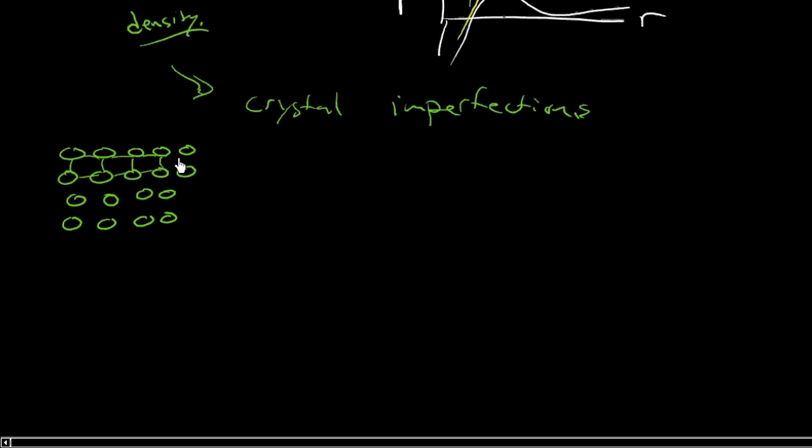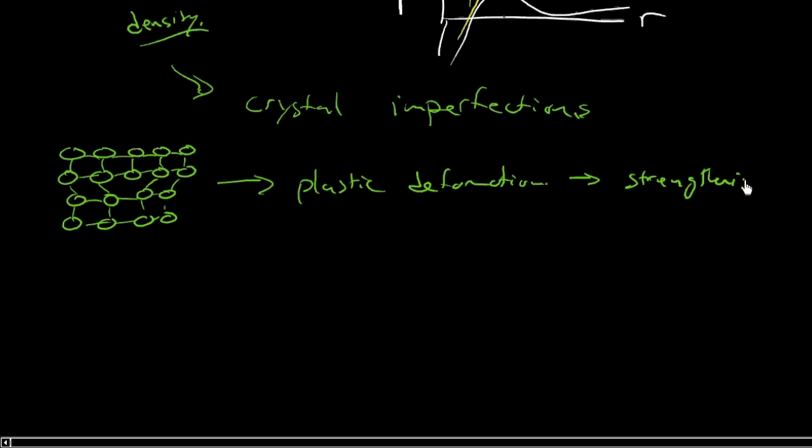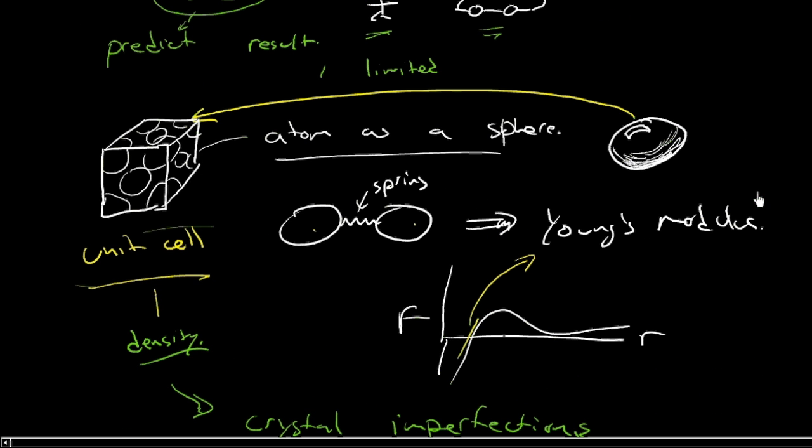And what did that do for us? Well, the edge dislocation allowed us to explain plastic deformation, that step-by-step breaking and reforming of bonds. And that understanding led to strengthening of metals, right? All from this simple model of the atom as a sphere.